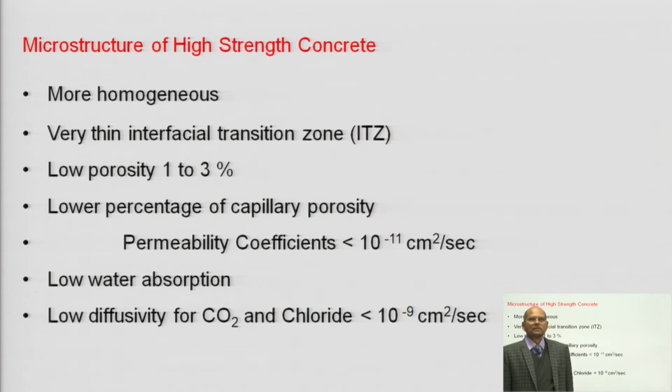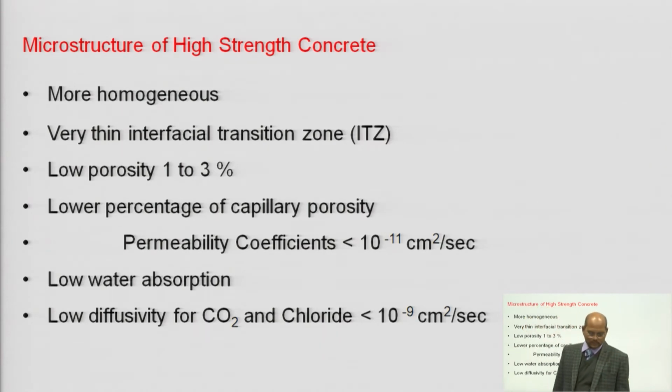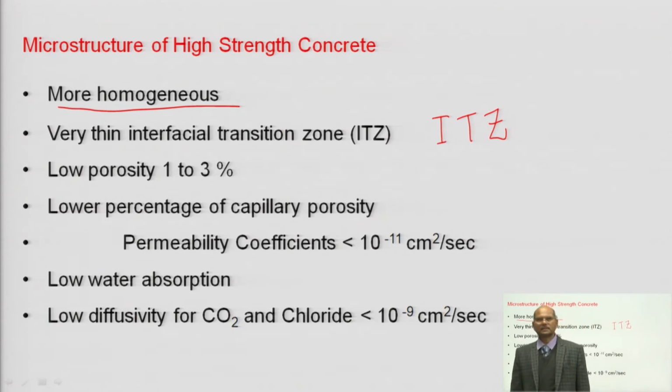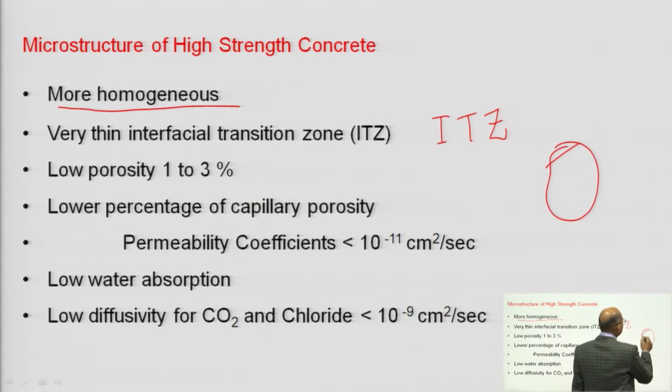So what is the microstructure of high strength concrete? It should be more homogeneous, so throughout the body we should have a similar type of material. For that purpose we reduce the maximum size of the aggregate, and another thing, we need a very thin interfacial transition zone, ITZ. ITZ is very important for getting better strength of the concrete. Say we have an aggregate like this, so there will be a layer of water cement here.